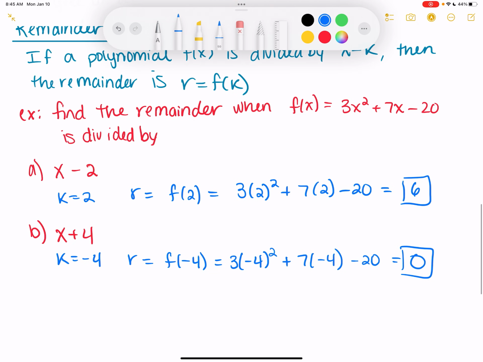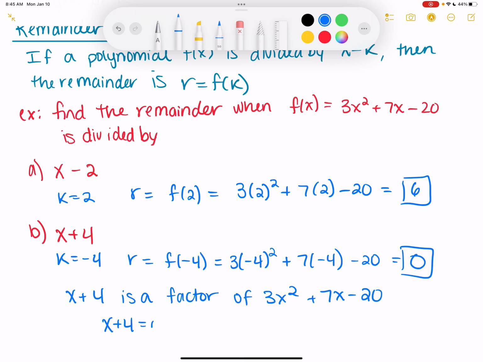So from that, this gives us, okay, more information that we're going to need, that x plus 4 is a factor of 3x squared plus 7x minus 20. So x plus 4 is equal to 0, so the x-intercept is at x is equal to 4. Or sorry, negative 4.